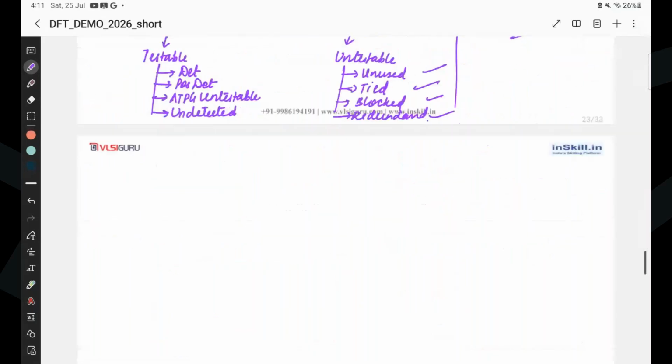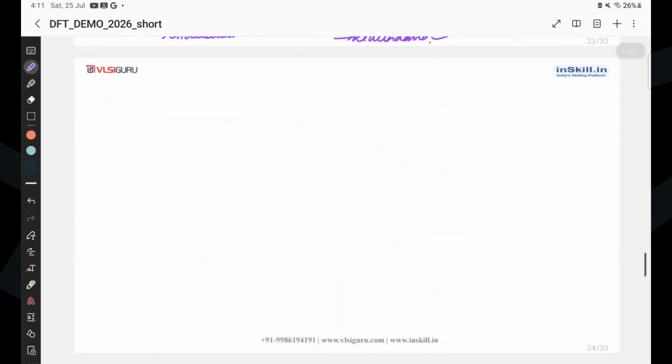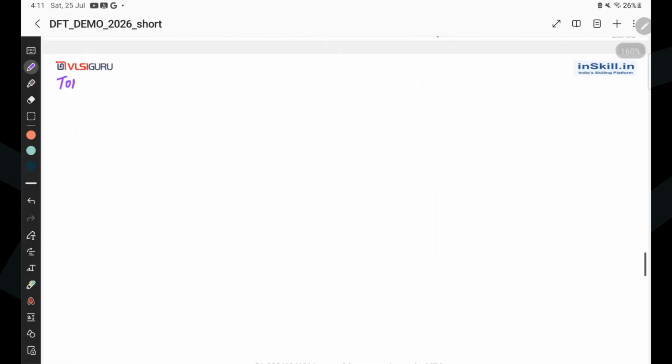And then topic 4 will be simulations. Under simulations, you will be understanding what are simulations, why do we need to go for simulations, and what is the flow of simulations.